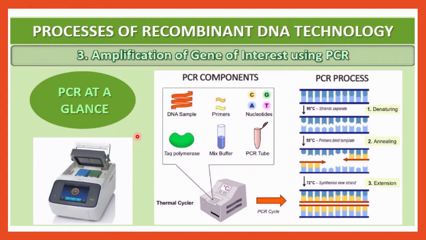Now let me summarize the whole process. Here you can see this is the PCR instrument. This is the instrument by using which you can do the PCR technique. It is a very small instrument actually, and it is also called a thermal cycler.